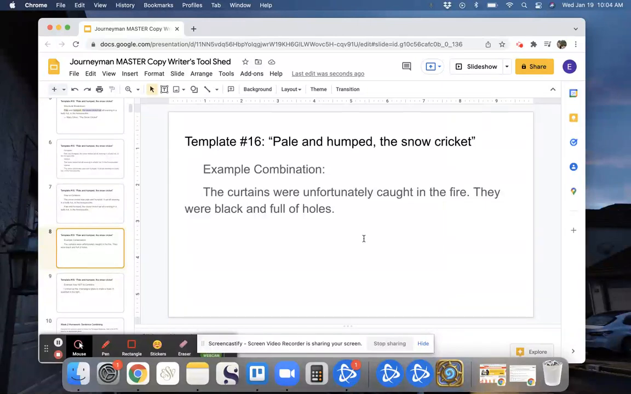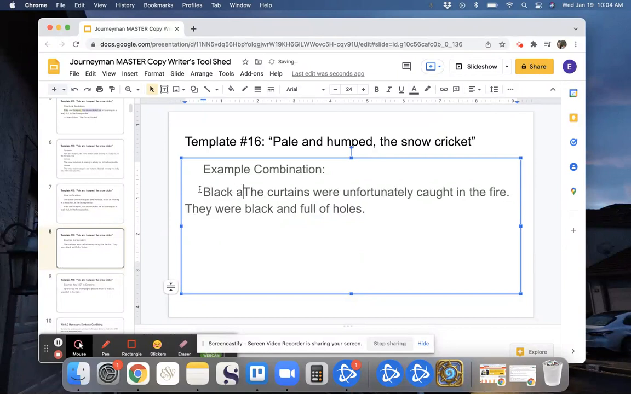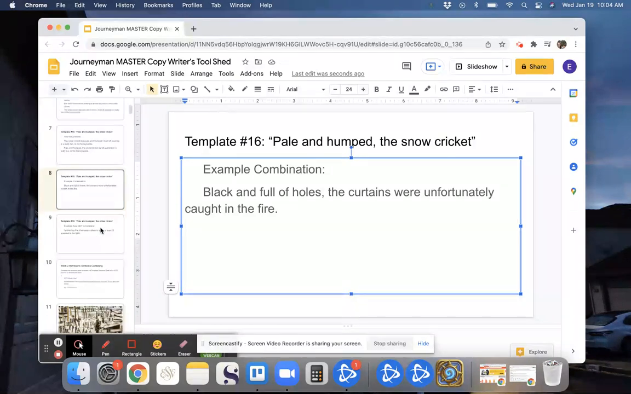Let's do an example combination. The curtains were unfortunately caught in the fire. They were black and full of holes. This one is even easier, right? Because the curtains were unfortunately caught, that is my subject and verb. So all I have to do with this one is take my adjectives, black and full of holes, and put them at the beginning. Black and full of holes, comma, the curtains were unfortunately caught in the fire. And then I have the nice sentence flow that follows the structure.